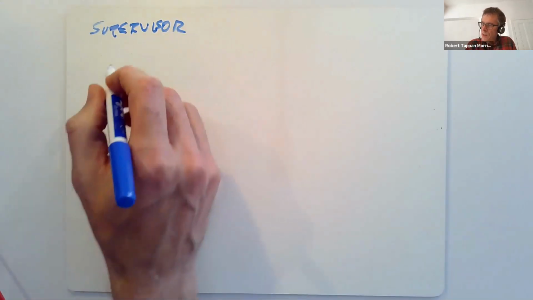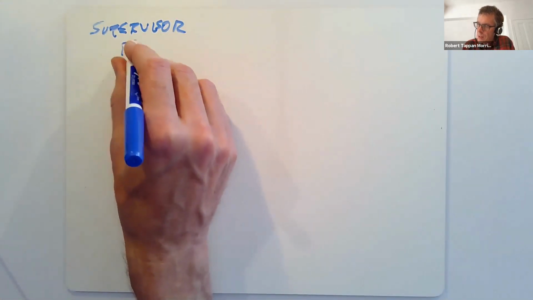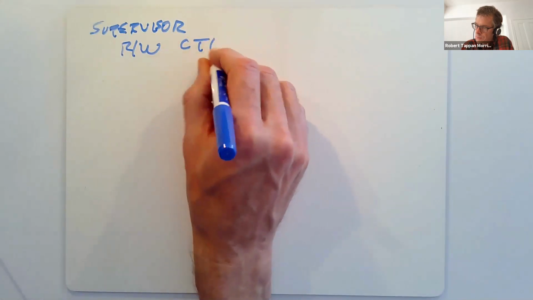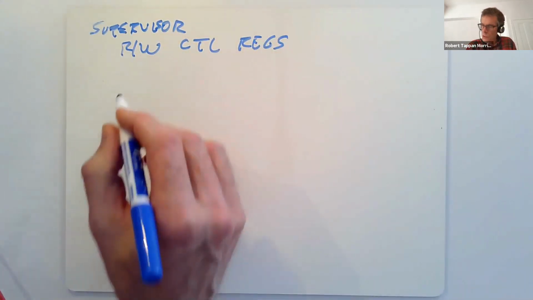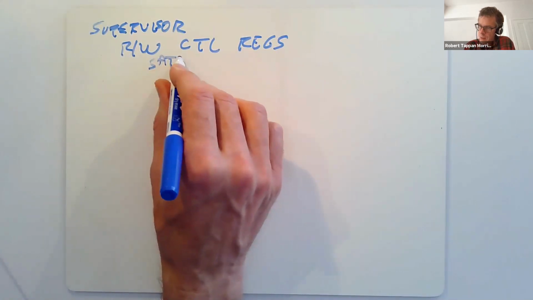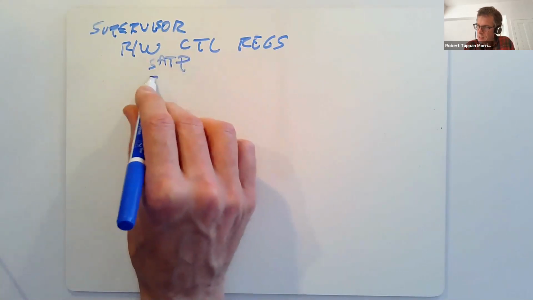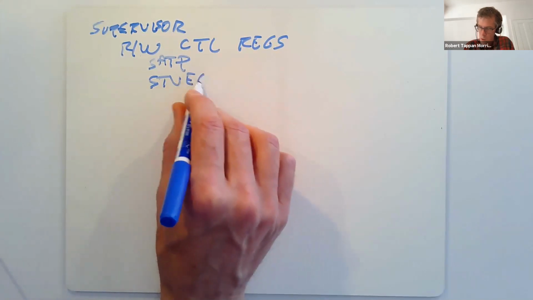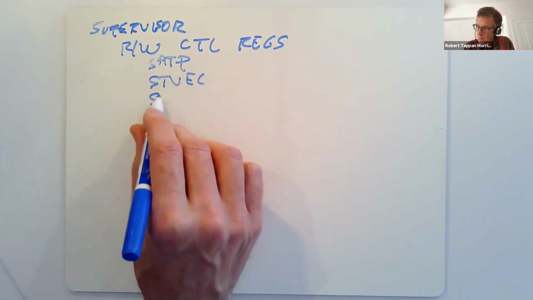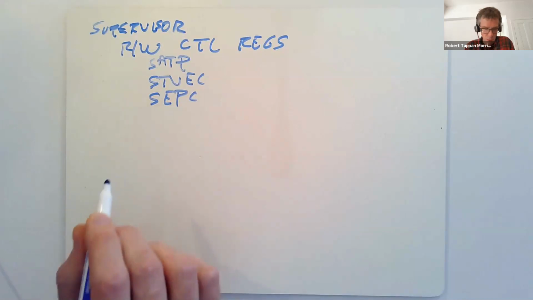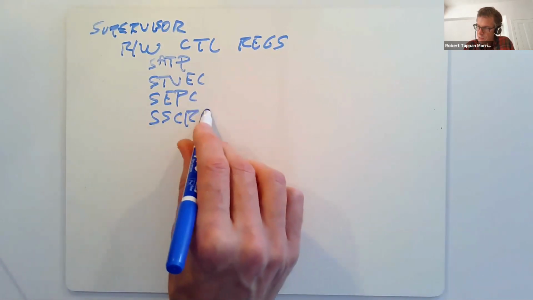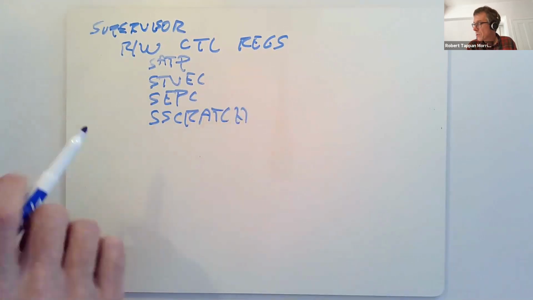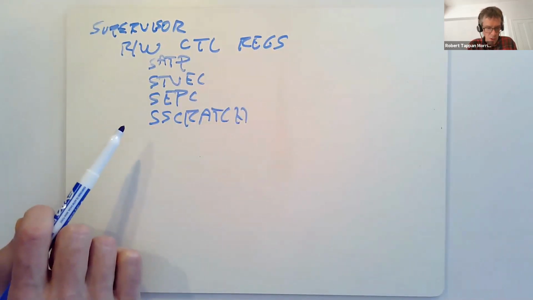One thing it does is you can now read and write the control registers. If you're in supervisor mode, you can read and write SATP, the page table pointer, the STVEC pointer, which controls where traps go in the kernel, the register that holds the saved program counter during a trap, and the scratch register, plus a few others. So supervisor mode could read and write these registers, and user code could not.